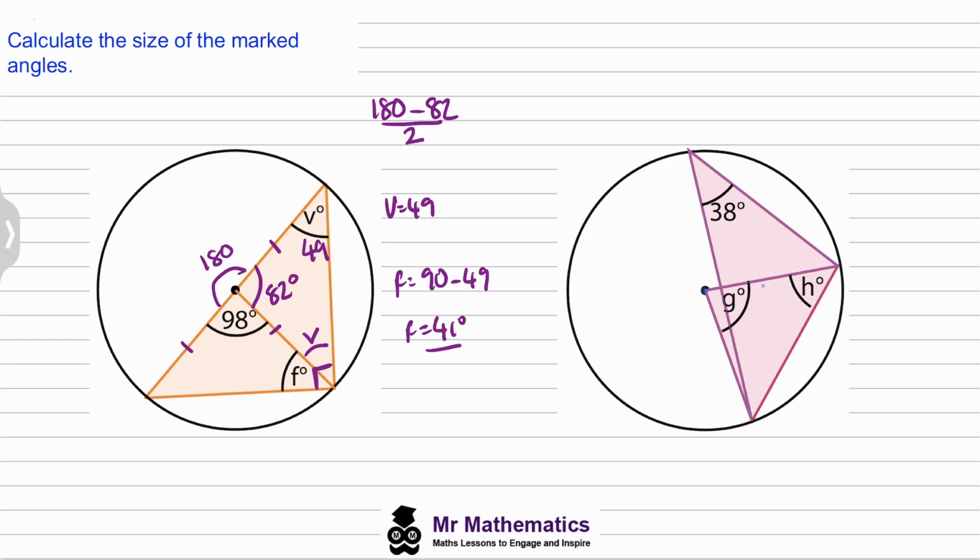For our final question, we've got the angle at the centre, which is G, and the angle at the circumference is 38 degrees. So G will be double the 38, G will be 76. And we know that these two lengths are equal because they're both radii. So 180, angles in a triangle, minus the 76 will give us 104. So 2H, this one and this one, will equal the 104. So angle H is 52 degrees.